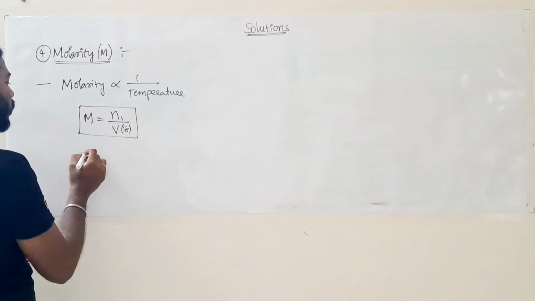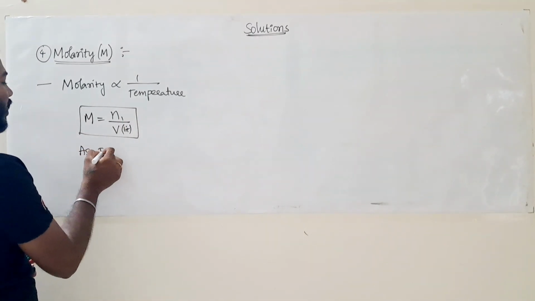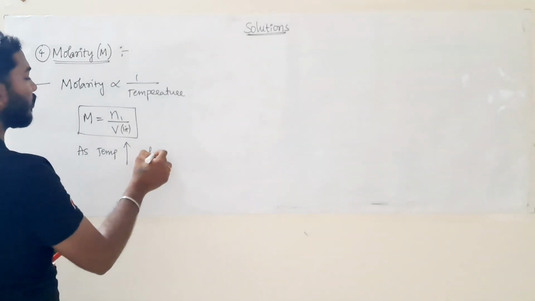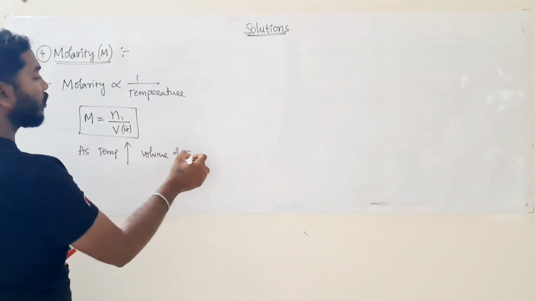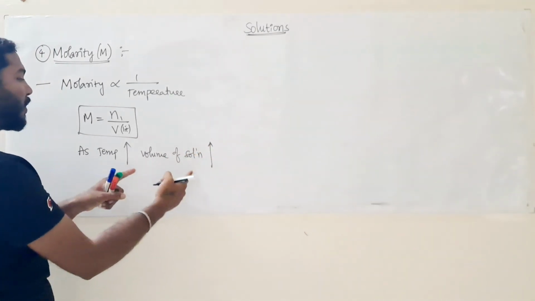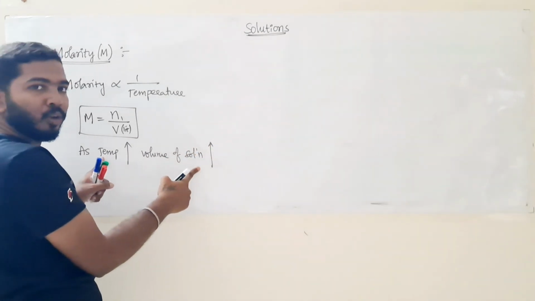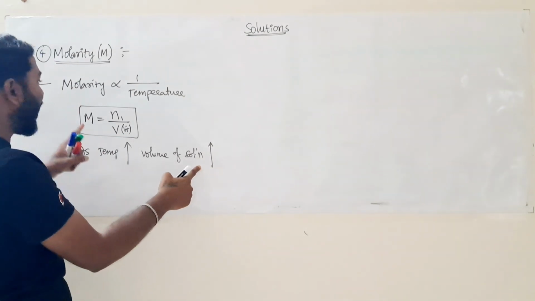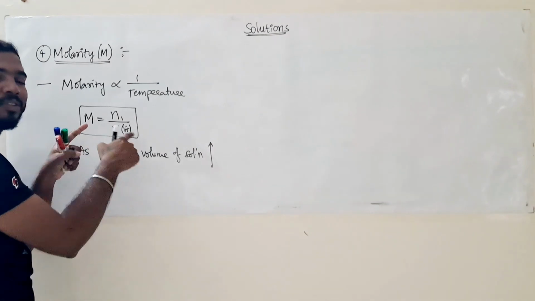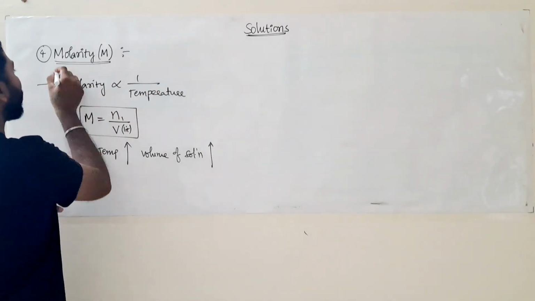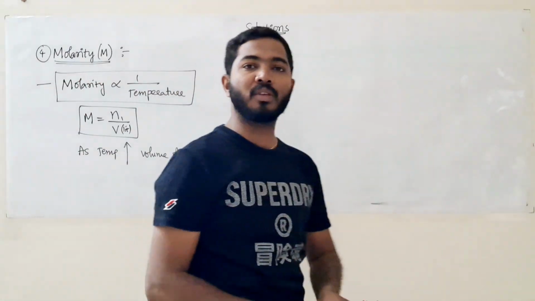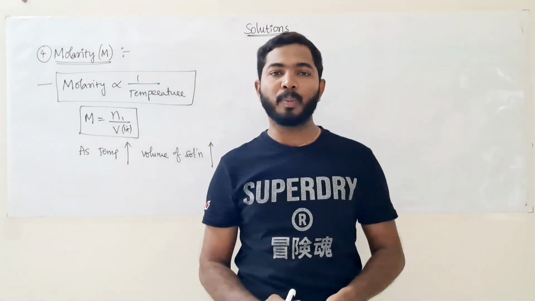Now we know that as the temperature increases, obviously the volume of solution also increases. So temperature and volume of solution are directly proportional. And if you see here, molarity and volume are inversely proportional. That's why we can say molarity is inversely proportional to temperature. Hope it is clear.